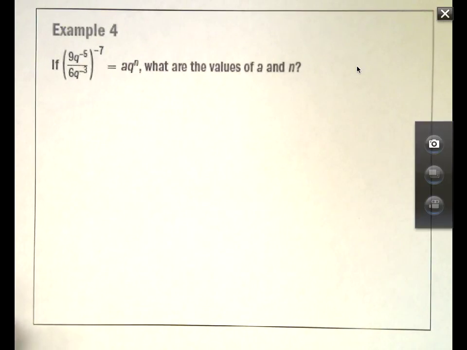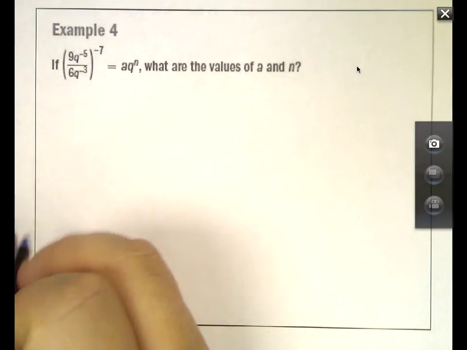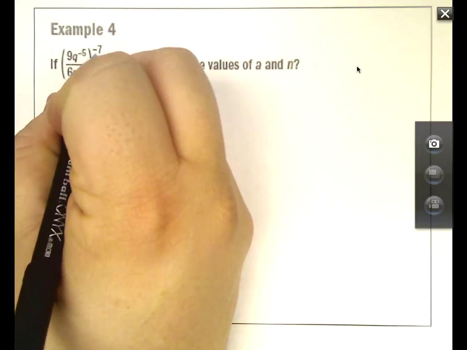Let's look at example 4. If the quantity 9q to the negative 5th divided by 6q to the negative 3rd all to the negative 7th power equals aq to the n, what are the values of a and n? Well, I'm just going to go ahead and do the whole problem, and then we'll figure out what a and n is. So I'm going to break this down.